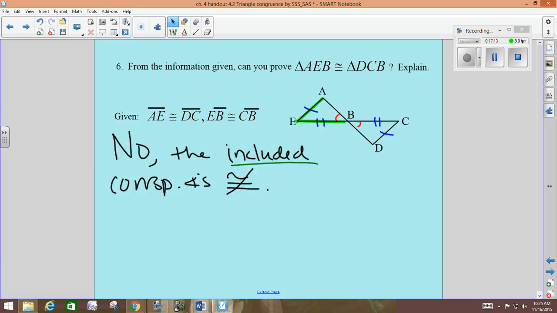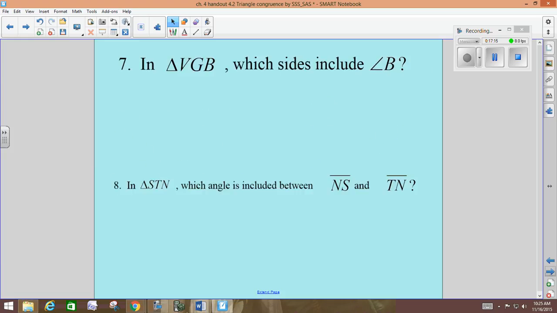All right, 7 and 8. 7 says in triangle VGB, which sides include angle B? Or I could reword that and say angle B is included between which 2 sides? We're trying to figure out which 2 sides sandwich angle B. Draw a picture. Draw a triangle VGB.